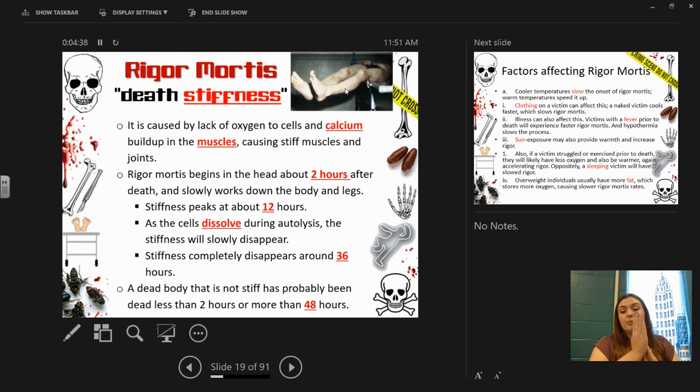Now that could be a little less or a little more, depending on how hot or cold it is, but on average, 36 hours, and they're completely unstiff again. So a dead body that is not stiff has been dead less than 2 hours, so they haven't stiffened up yet, or more than 48, because that's the longest it takes. If it's a cold, more controlled climate, at 48 hours they're going to be fully unstiff. So it either tells me it's been 2 days or less than 2 hours. And usually from other things about their body, you could tell which is which. If they're still stiff, then we're in that window of 2 hours after to 48 hours after.